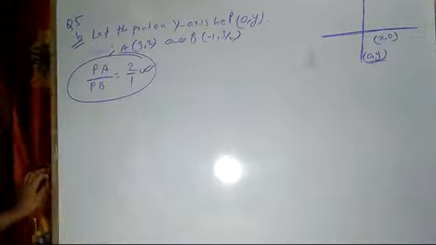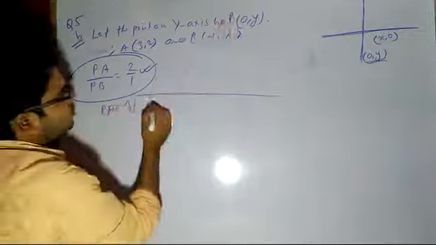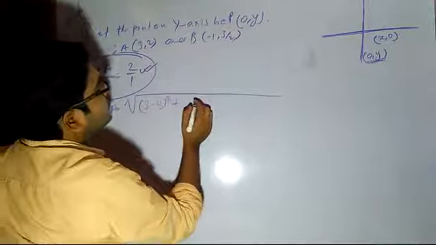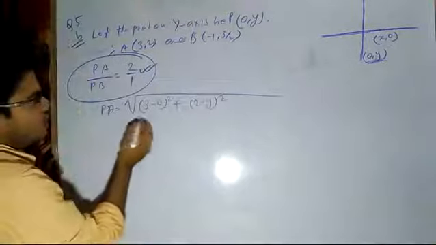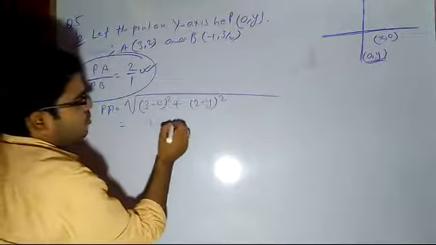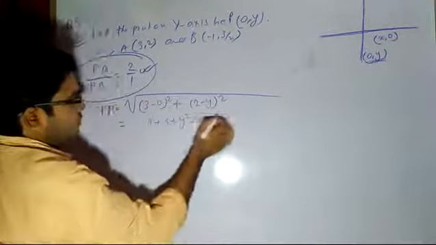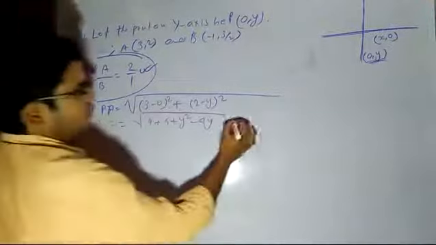Now how to prove it? First of all we will find PA. So PA will be equal to root under, what is P? 0, so 3 minus 0, 3 minus 0 whole square plus 2 minus y whole square, correct? Squaring, we get 9 plus 4 plus y square minus 4y. This is what we have for PA, correct? This is equation number 1.